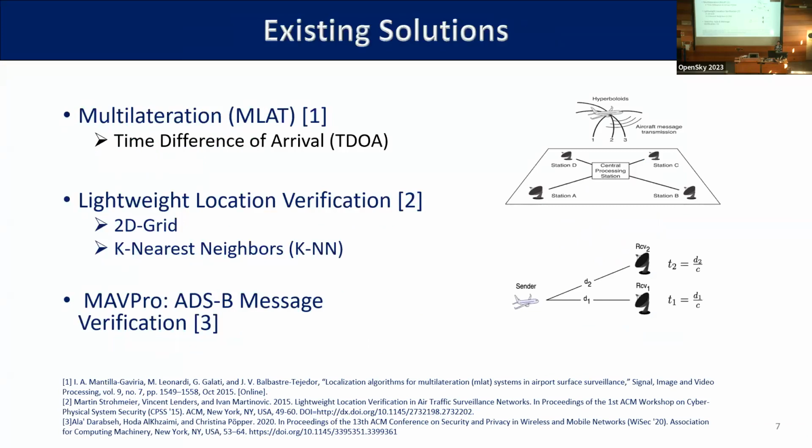There is also another method called lightweight location verification. It uses a 2D grid. And also our method, MapPro, is based on anchor points. So we have to have trusted anchors, and then based on these trusted anchors, we can build and predict the next messages and predict if they come from a legitimate aircraft or not.